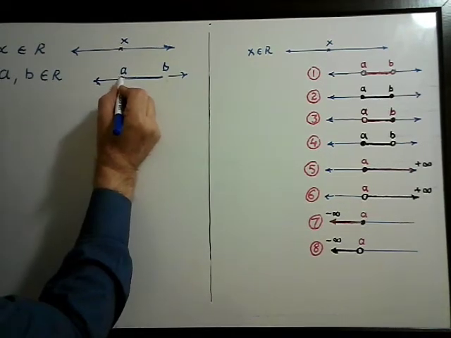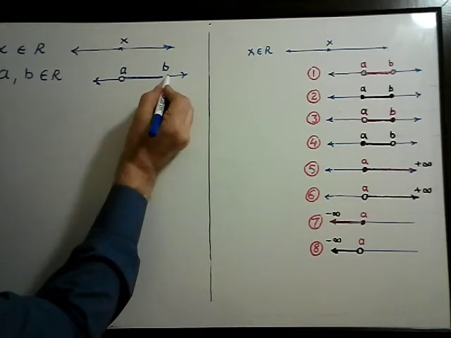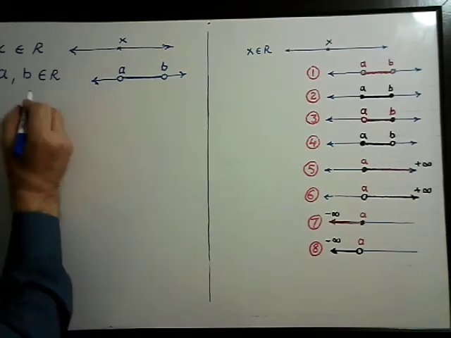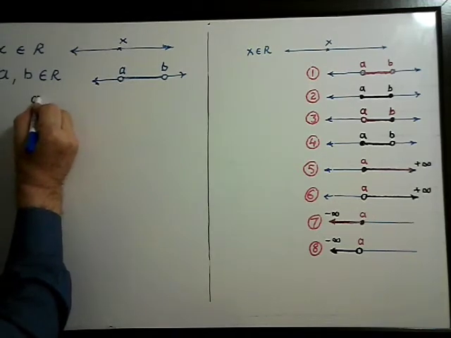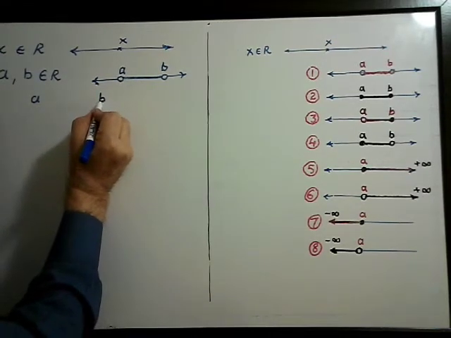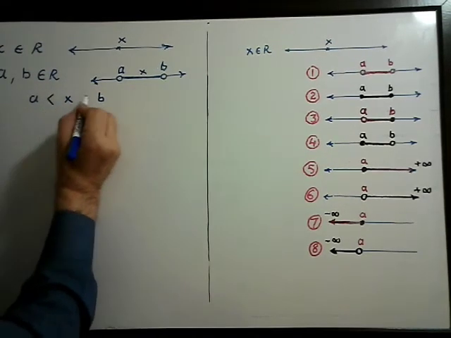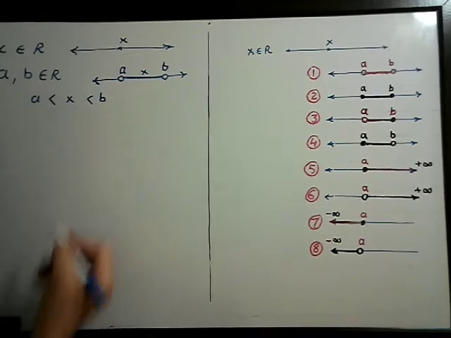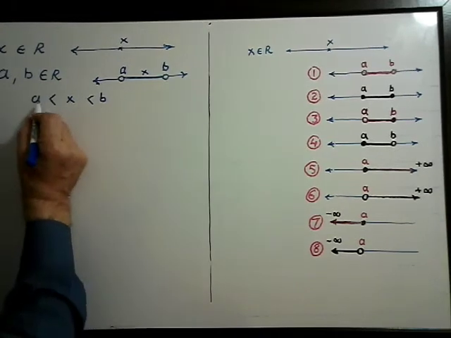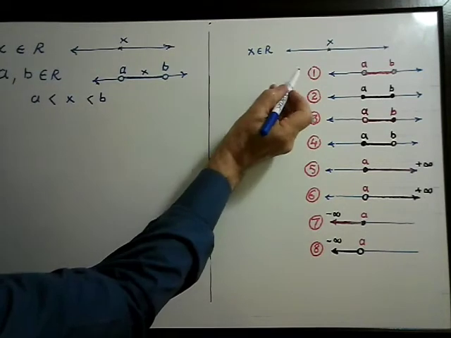And in this case we represent this by an open circle at a and an open circle at b, and we write it with a as the lower bound and b as the upper bound, and x, which means x is greater than a and less than b. This is known as an open interval. It's represented in number 1 here.